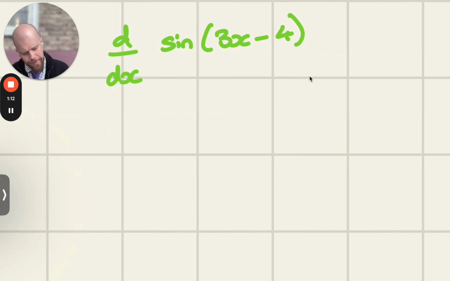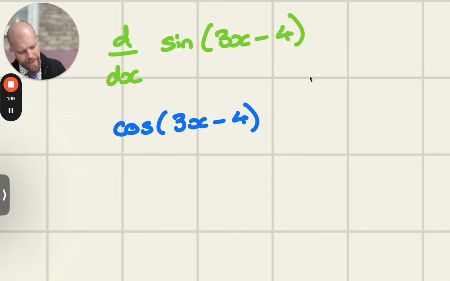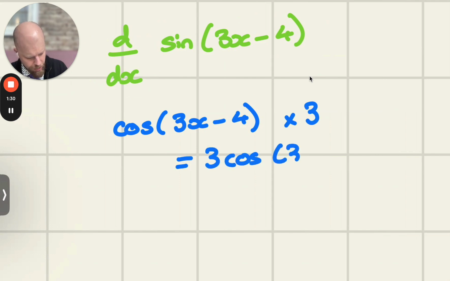and multiply them together. So the differential of sine is cos, so it's cos of the function, and then I multiply by the differential of the inside. The differential of 3x minus 4 is 3. So I multiply by 3. And my answer is 3 cos 3x minus 4.